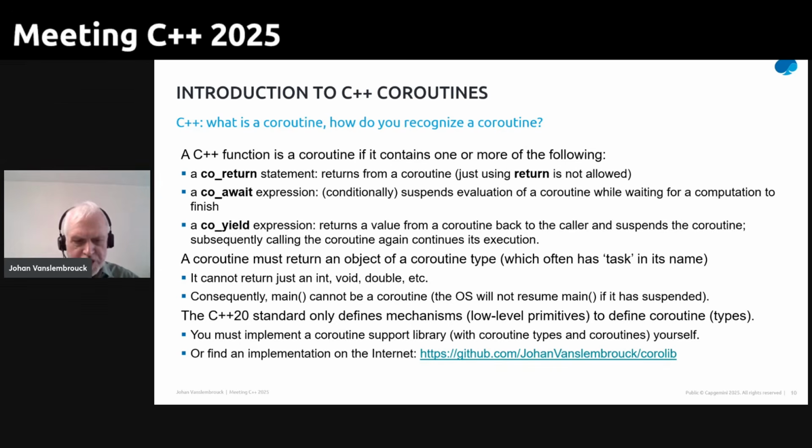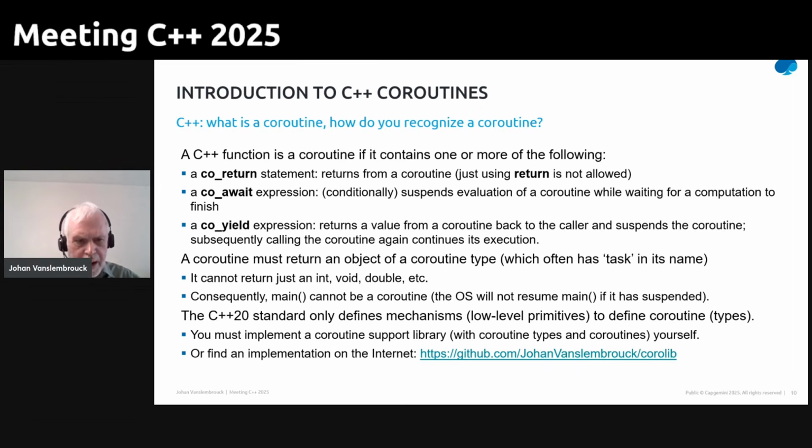Also, the C++ standard only defines low-level mechanisms to define coroutines. So you have to write your coroutines yourself, and there's no standardization yet. This explains why in some presentations you will find task as a return type. In my case, it's async_task, which was originally derived from async Task from C Sharp. So this explains the origin of the name.